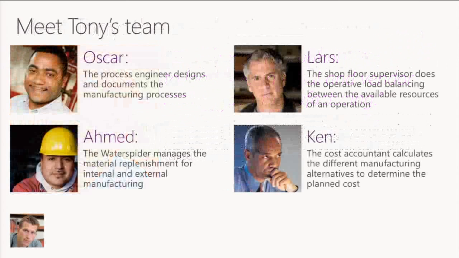So obviously, Tony has to work with a team. The process engineer who actually designs and documents the manufacturing processes is responsible for designing the routes and the BOMs for discrete or the production flow and activities for the lean manufacturing part. I'm going to play that role today. And then we have Lars, shop floor supervisor, that does the operative load balancing between the available resources. So we actually walk through a scenario where you have two alternative subcontractors and an in-house manufacturing option as well. So Lars is responsible to load balance the jobs and the production orders between these three options.